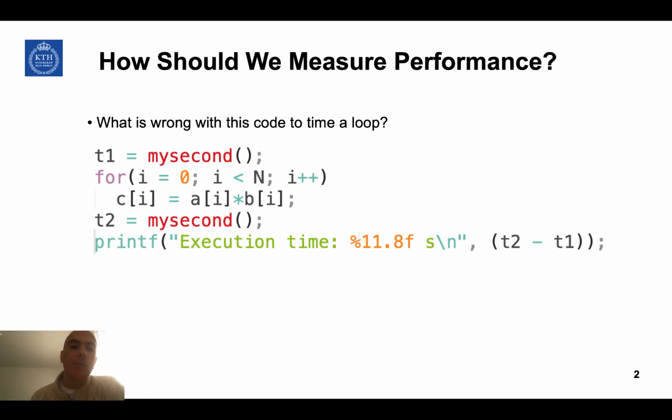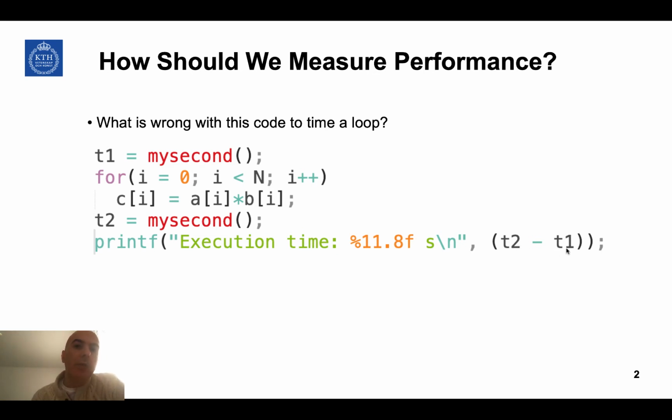We want to measure the performance of a very simple kernel that is the following. We have a loop going from 1 to n, and at each iteration we calculate the multiplication element by element of two arrays A and B and store the results in C. How do we do the performance measurement? Well, we take the time at T1 before the kernel execution and at T2 after the execution of our kernel. We calculate the total execution time as T2 minus T1.